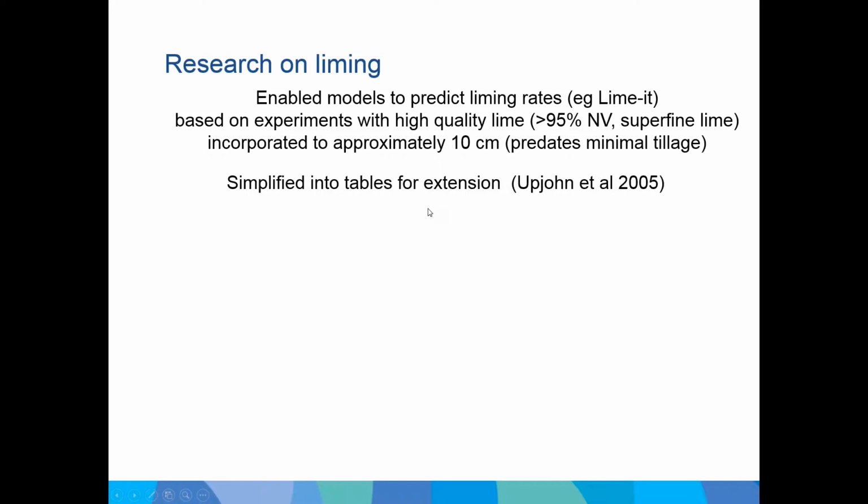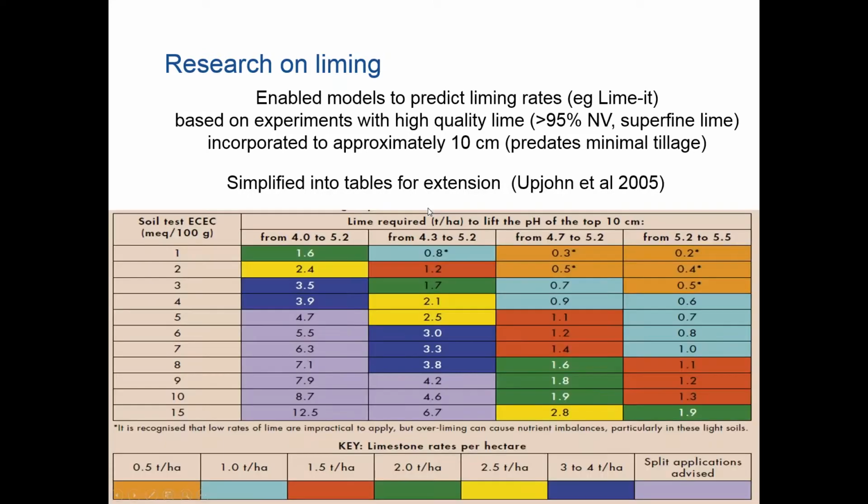These models are computer models, which is great, simplified into a table for the purpose of extension. It looks something like this. Along here, we've got the lime required to lift pH in the top 10 centimeters. And we've got different starting points, whether you start from 4, 4.3 or 4.7, to get to 5.2.